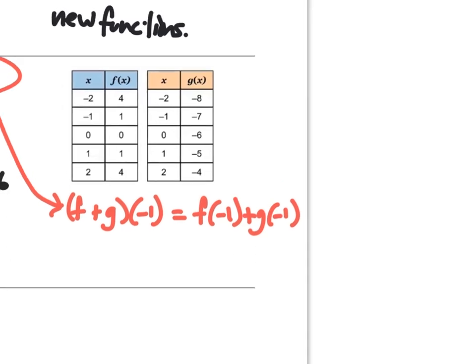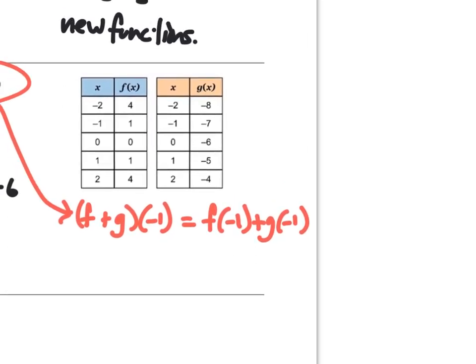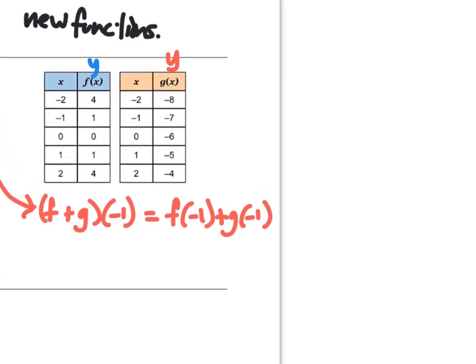So now remember, this table of values here is x values and y values for the function f. I'm going to put a y up here. And then over here, in this column, this is the other function g. Here are the x values, and here are the y values on that function g. So I'm going to come over here and put y values here. As a result, I want to answer the question: what's f of -1?